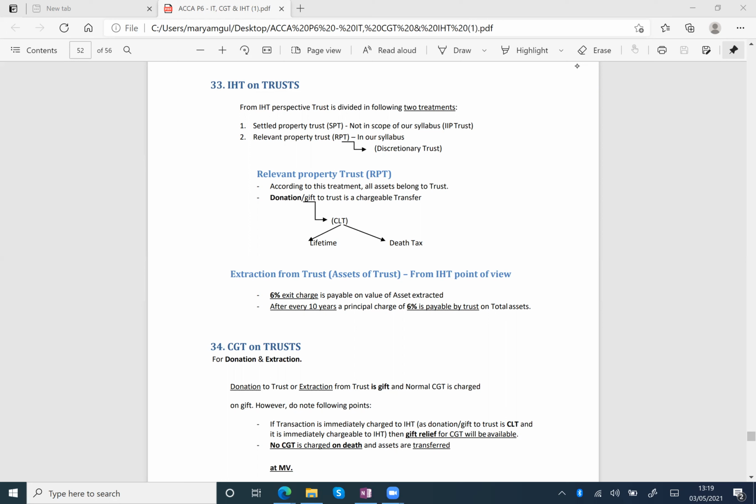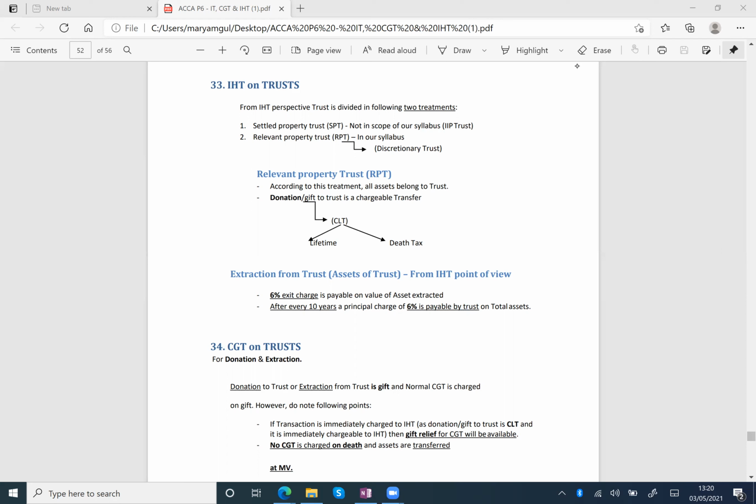So you can see here IHT on trust. From IHT perspective, trust is divided into the following two treatments. Number one, settled property trust, SPT treatment, which is not in the scope of our syllabus. And relevant property trust, RPT treatment, is in our syllabus. SPT treatment is related to IIP trust, interest in possession trust. And RPT, relevant property trust treatment, which is part of our syllabus, is related to discretionary trust.